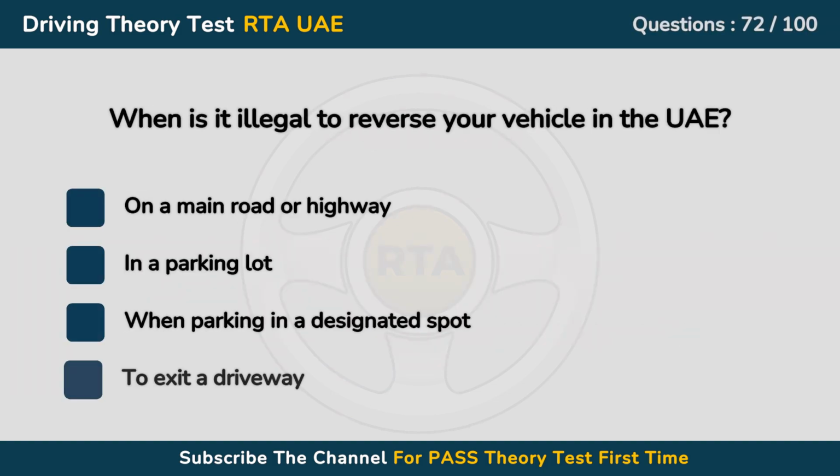Question 72. When is it illegal to reverse your vehicle? A. On a main road or highway, B. In a parking lot, C. When parking in a spot, D. To exit a driveway.